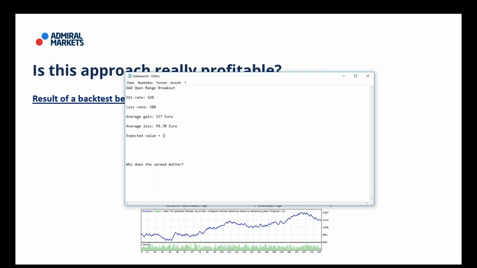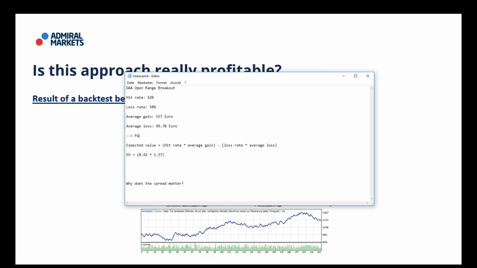And now we know about a formula here, which is called the expected value. The expected value is defined as the hit rate multiplied by the average gain. And then you subtract the loss rate and you multiply this with the average loss. And if you fill in those parameters here, and EV is, by the way, expected value, you get 42%, so 0.42. You multiply this with 1.57.